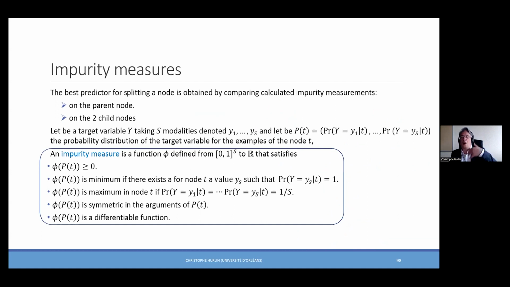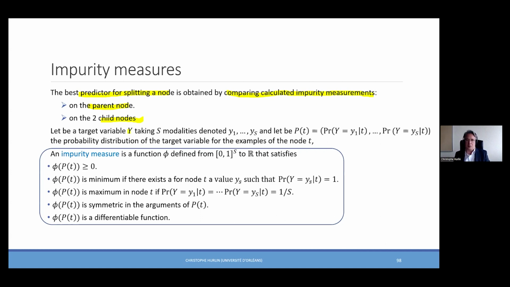So now, whatever the variable that you consider, we will compare what we call the impurity at the parent node to the impurity at the child nodes. The best predictor for splitting a node is obtained by comparing the impurity measures obtained on the parent node and the 2 child nodes. So this is a mathematical definition. Let me start with the mathematical definition of what we call an impurity measure.